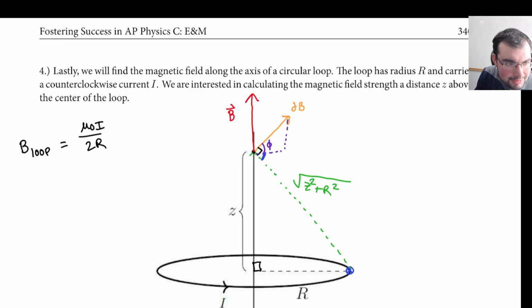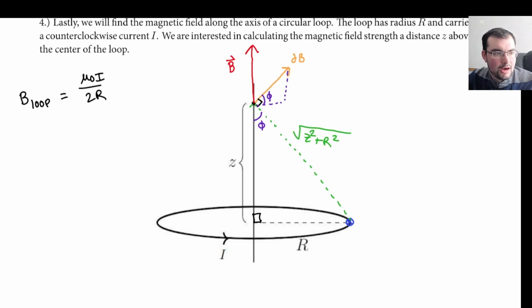But by the same argument, we can form another 90-degree angle. That means the angle in the corner right here is also going to be phi, because we're just cycling through phi and its complement. So that angle goes right there. There's another argument we could do with alternate interior angles. You can explore that one as well.